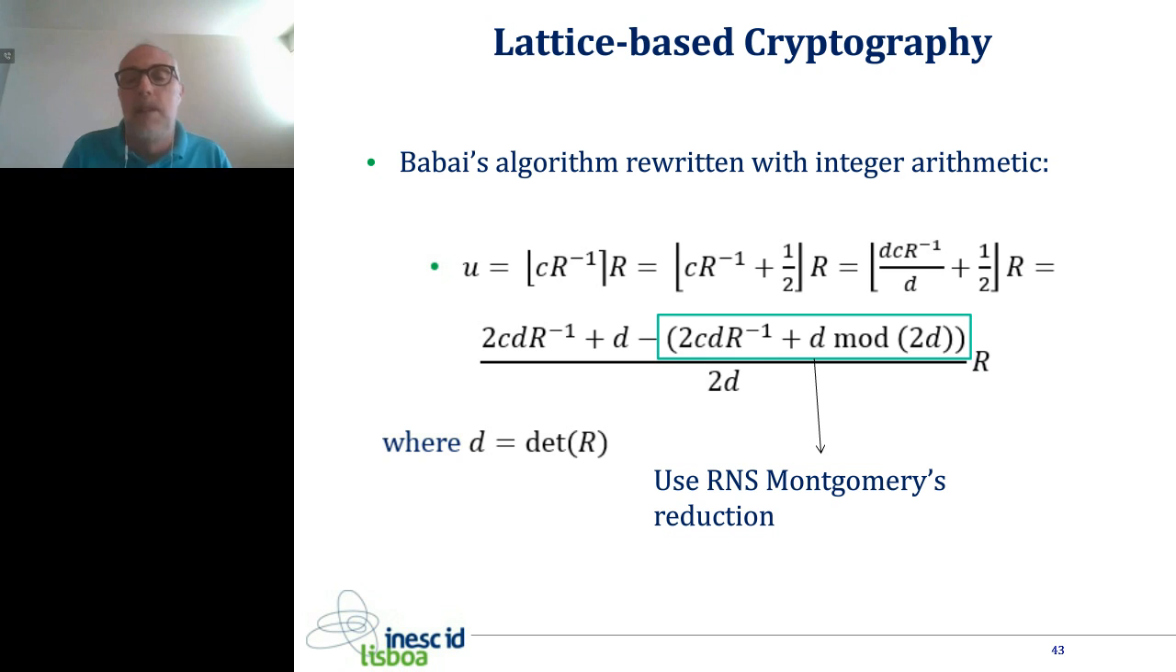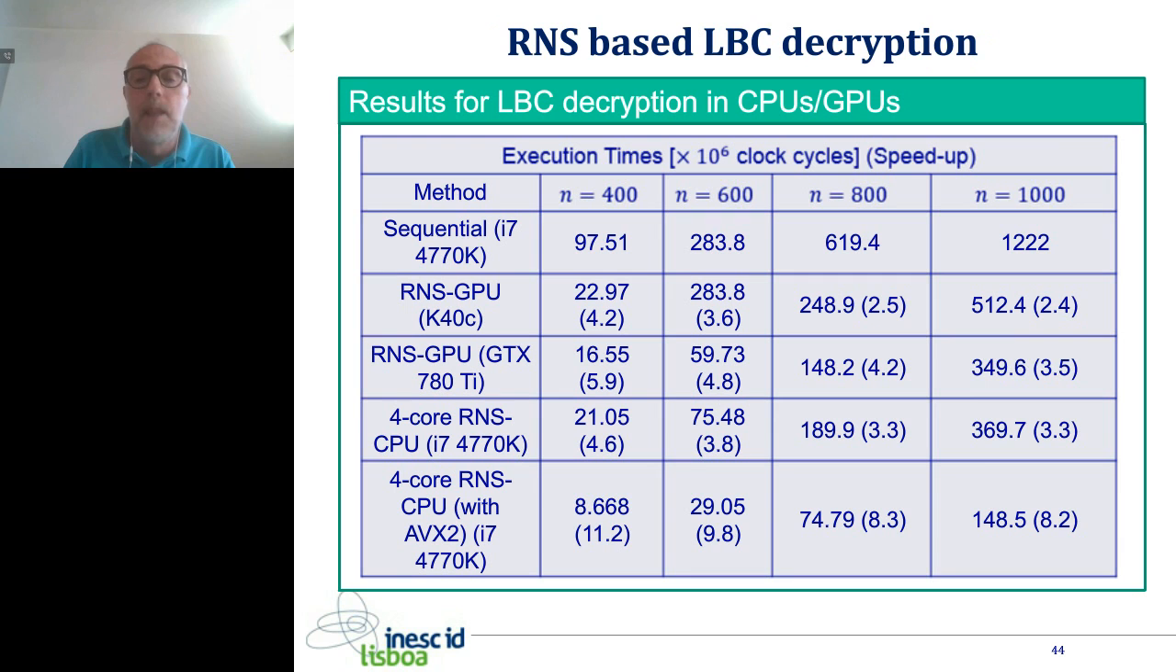I don't have time to go too much into detail of the algorithm, but we implemented the algorithm in a GPU using residue number system. With this quantum-resistant lattice-based cryptography, we applied the residue number system to do the Montgomery multiplication with reduction, which is a fundamental operation in the algorithm that I've shown you before. We implemented it on parallel devices, in this case a GPU, and also using the multimedia extensions for the CPU, in this case an Intel Core processor. We did it for dimension spaces n equal to 400, 600, 800, and 1000, which are typical values for this type of lattice-based cryptography.